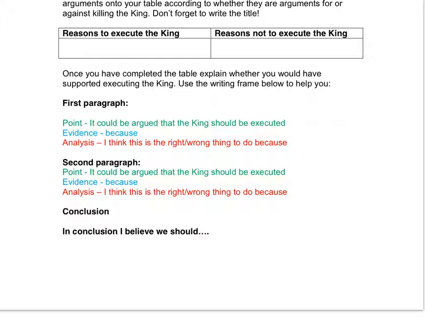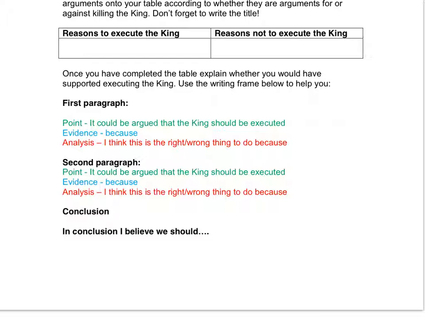So, we're going to write 2 paragraphs here with a conclusion. Some people may wish to include an introduction to go with it as well. I think the first paragraph should actually be the argument that you think is the most persuasive. So although it says here your first paragraph is to do with reasons why the king should be executed, if you actually believed he should be saved, then that should be your first paragraph. So flip them around depending on which side of the case you actually fall.